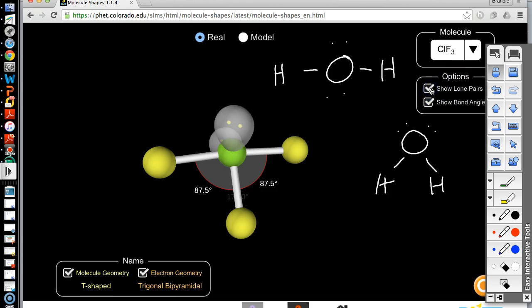Some of y'all were getting really sophisticated. Y'all were making seesaws and T-shapes. Not on purpose, but when I see them, I'm like, oh, that's this. So good job. That was fun. I enjoyed myself. Moving on now.